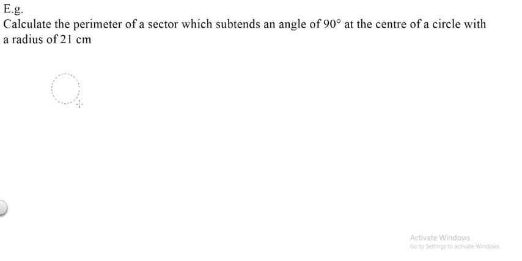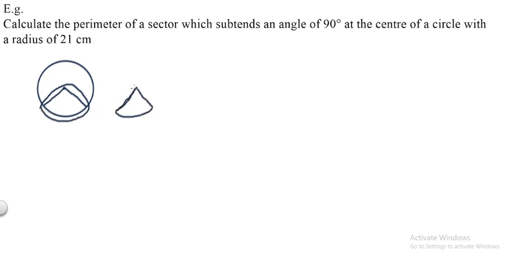Say you have a circle like this. A sector is a portion of a circle that you cut out like this. So this part that you cut out is a sector of a circle. If you cut it out to look like this, now remember, perimeter is just the sum of the outer parts of a shape.